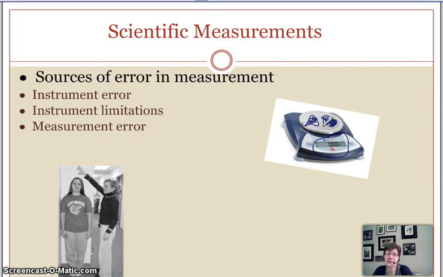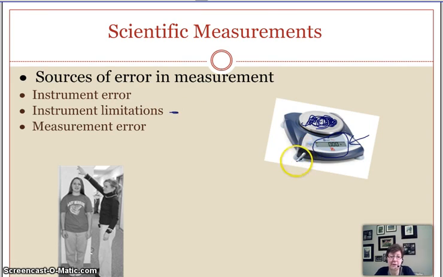Another thing that might cause us error, based on our instrument itself, is instrument limitations. If we look at the digits displayed on this digital display, I believe this balance is displaying 2 digits past the decimal point. So if we needed a measurement that was accurate out to a 3rd digit past the decimal point, this would not be a good instrument to get that with, because it's limited to only those 2 digits. And so that would fit in this category right here of instrument limitations.